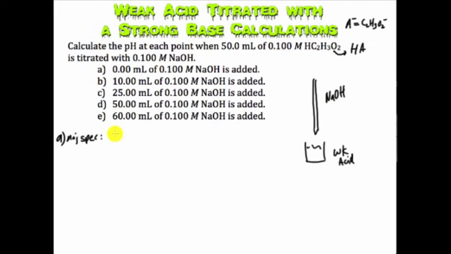Okay, so what I have in here is my weak acid and H2O. I really don't have anything else in here. Remember, the weak acid doesn't dissociate much. I haven't added any of the base yet, so all I have in there is 50 milliliters of the 0.1 molar solution of acetic acid. All right, so all I have at this point is just a regular weak acid problem.